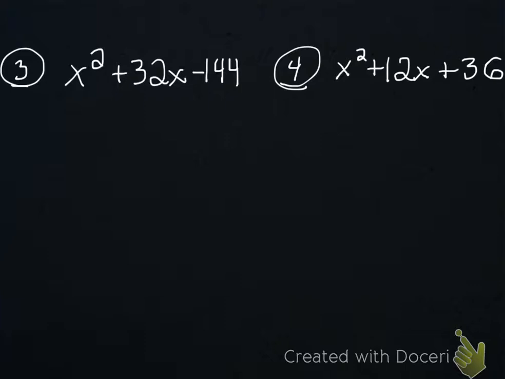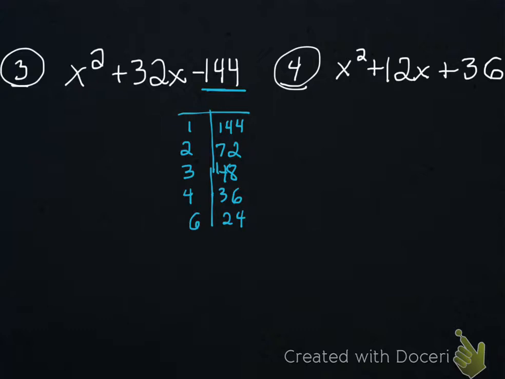Number 3. What's our constant? 144. So I need to make a table of all the numbers that multiply to give me 144. Well, obviously 1 and 144. 2, because it's an even number, 72. Let's try 3. Well, that would be 48. And if you don't have these memorized, that's fine. Just put them in the calculator. I have 4 times 36 and 6 times 24. And there may be some others, but we're going to stop there. We know there's 12 times 12. We could write that one down too, right?